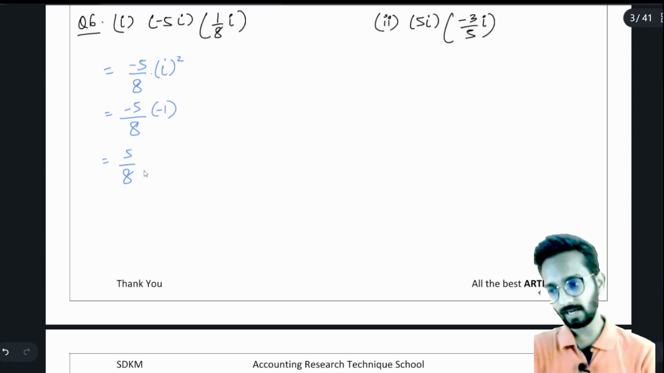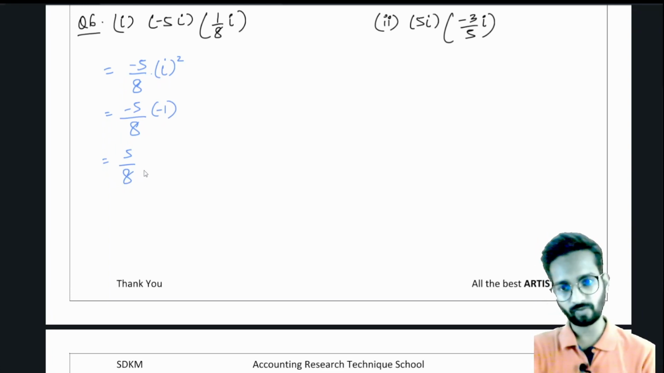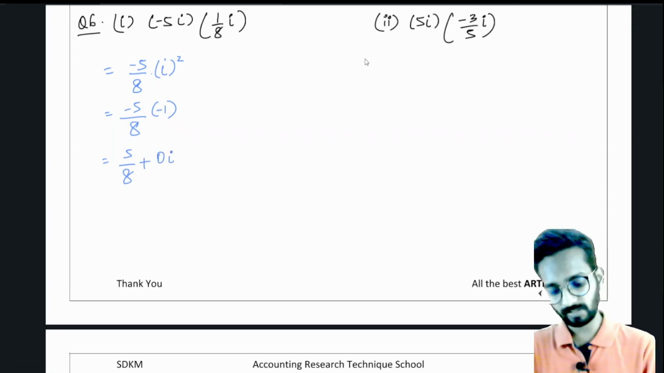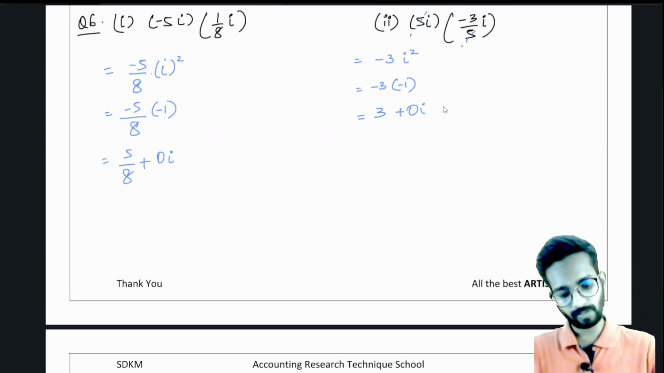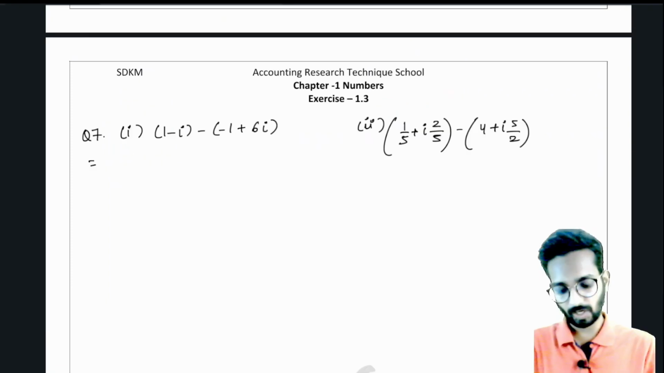That's it. We have to convert this into a plus ib form. This is a, but there is no i left, so you can write it plus 0i. Now solving the second part, 5 and 5 will get cut. Your answer will become minus 3 i square. It will become minus 3 into minus 1, it will be 3, and here is no i, so you can write here 0i. Now solving question number 7, how will we solve it?